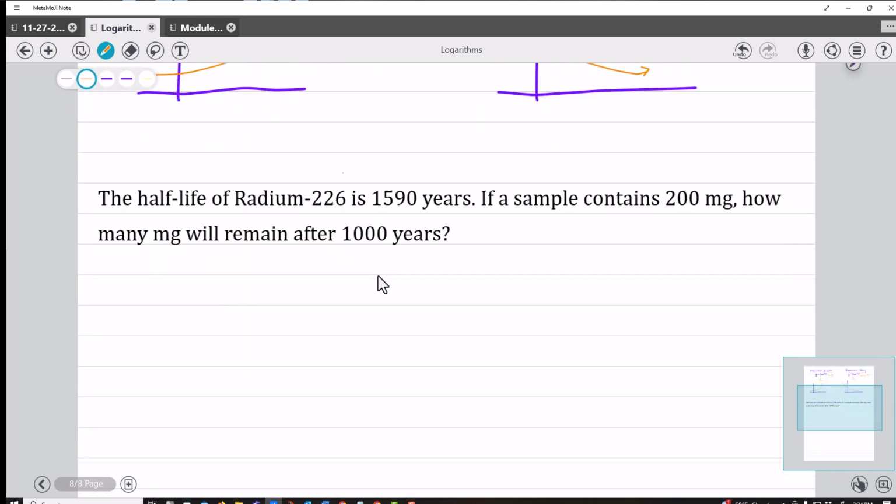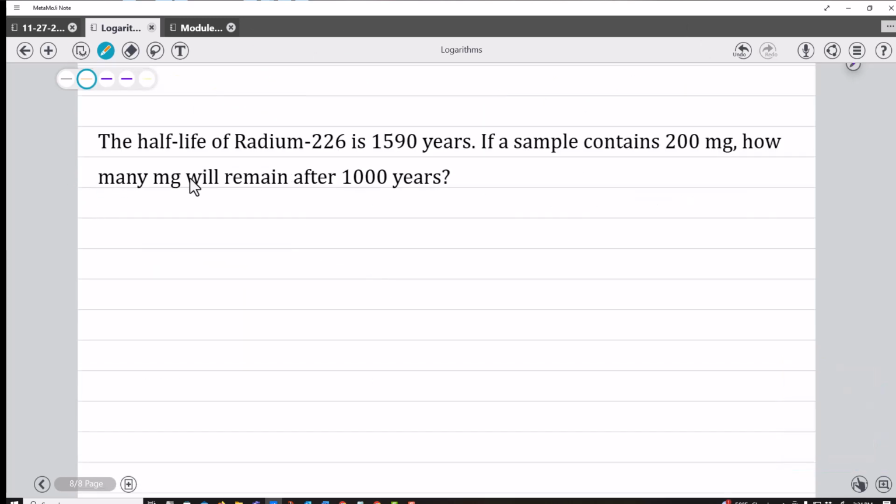All right, so it's good to at least know what these graphs look like when you start to work these problems. So here I'm given a problem, says the half-life of radium-226 is 1590 years. So that's probably important. Half-life, so 1/2 or 0.5 of something. If a sample contains 200 milligrams, how many milligrams will remain after 1,000 years?